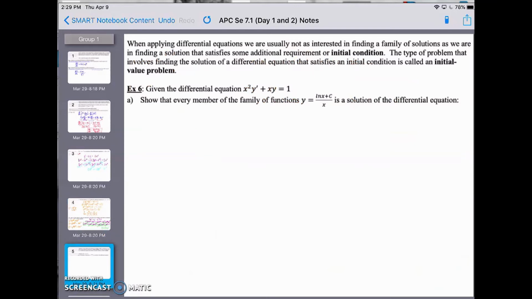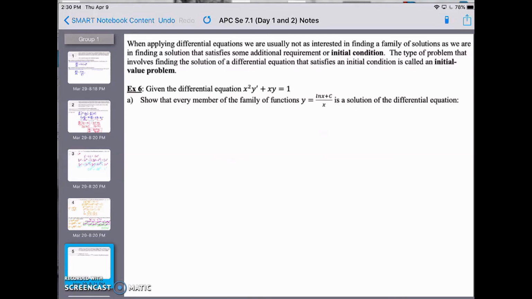When we are applying differential equations, we're usually not as interested in finding a family of solutions as we are in finding a solution that satisfies some additional requirement or initial condition. And we are going to talk more about this in section 7.4. The type of problem that involves finding the solution of a differential equation that satisfies an initial condition is called an initial value problem. So we have this differential equation that we are given, x squared y prime plus xy equals 1. And we're supposed to show that every member of the family of functions y equals ln x plus c, all divided by x, is a solution of the differential equation.